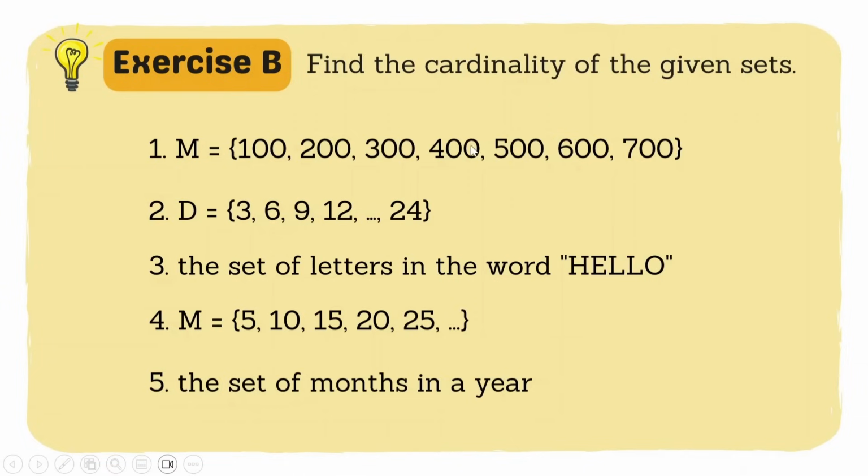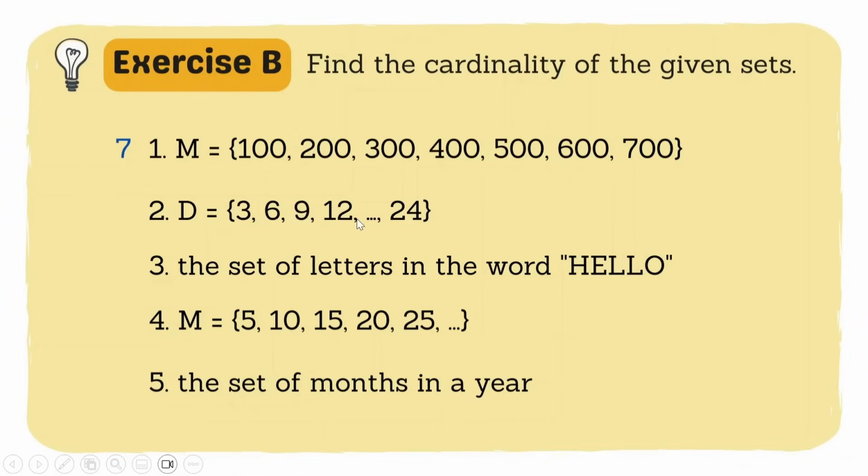In number 1, we have here the elements of M. Ano po ang cardinality ng set M? There are 7. Okay, 7 elements. Next, number 2. Okay, as you can see, meron po tayong ellipsis dito, but it's not in the end of the elements. Rather, nasa gitna po siya. Meaning, hindi po ito infinite. This is just a finite set.